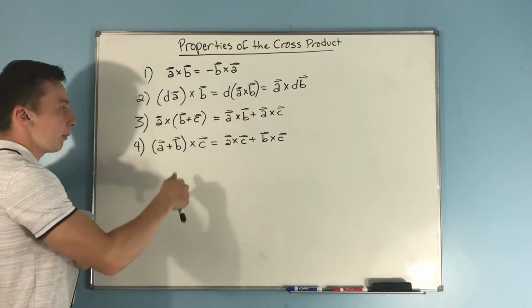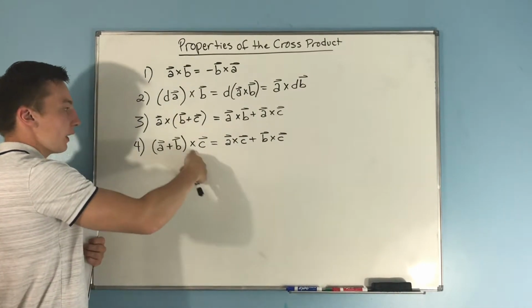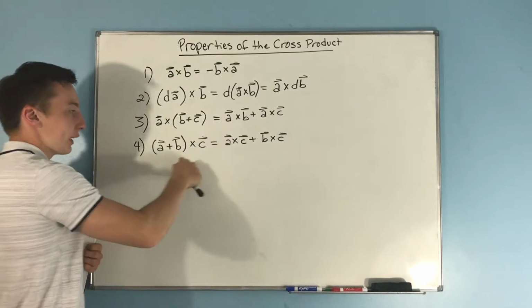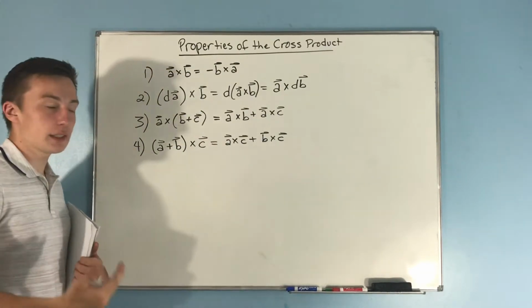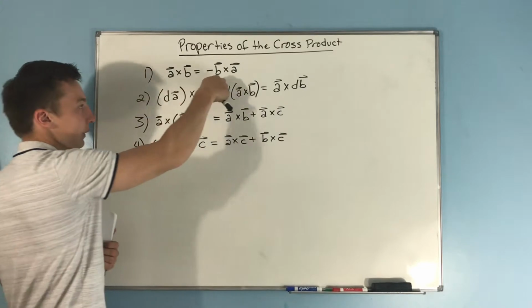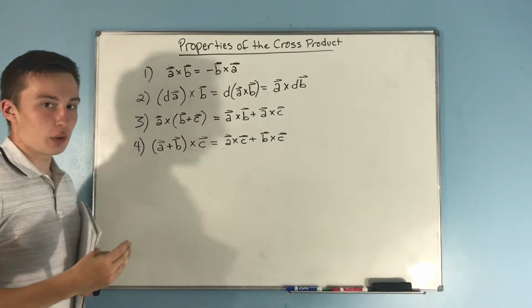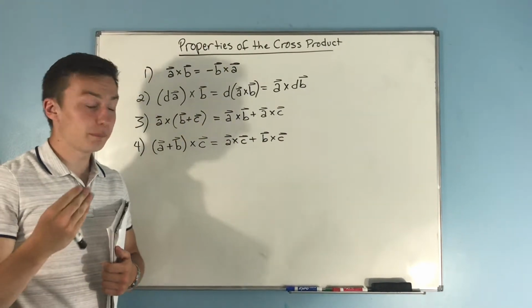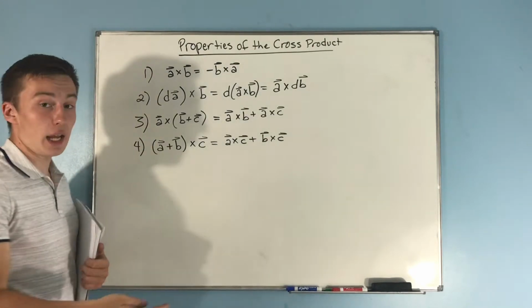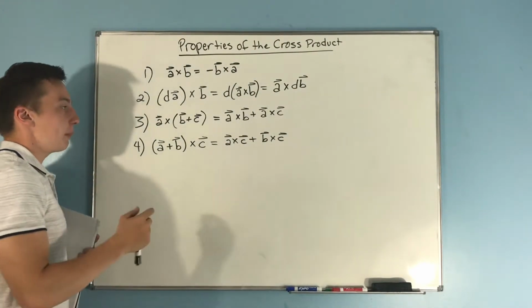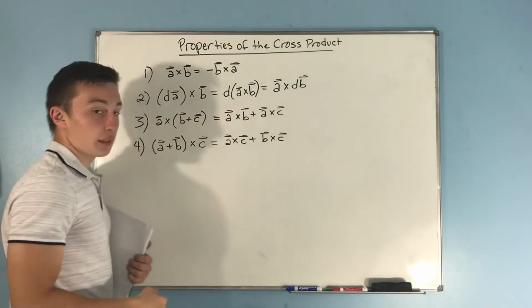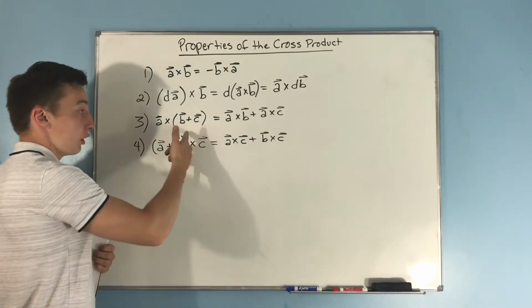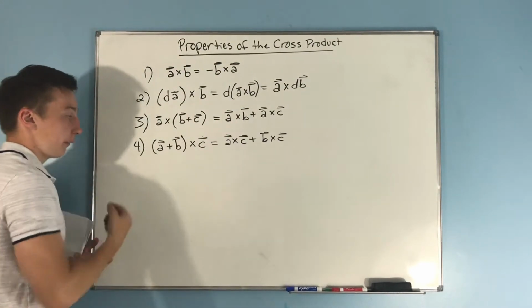And that's important because, why do we even care? Why is this fourth property necessary? Well, we have this A cross B equals negative B cross A. So A cross B is not equal to B cross A, and that's why we need to be careful when doing stuff like this. Of course, now here you see that you can distribute either way.